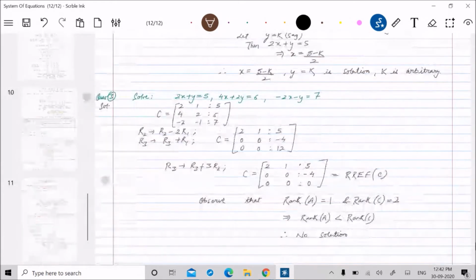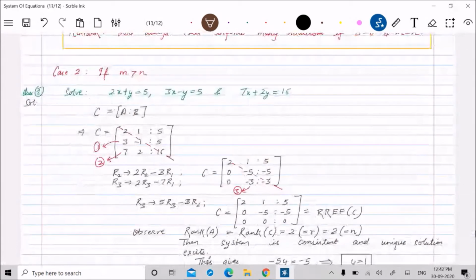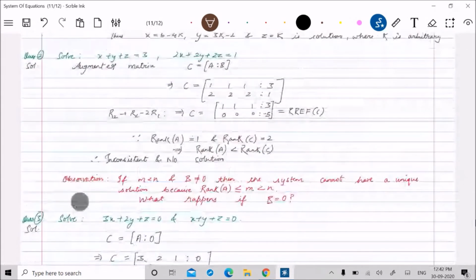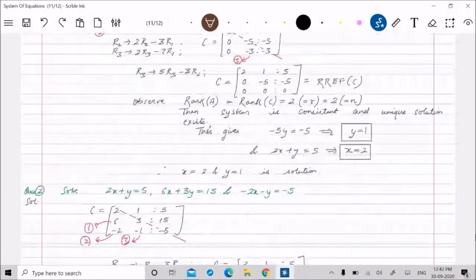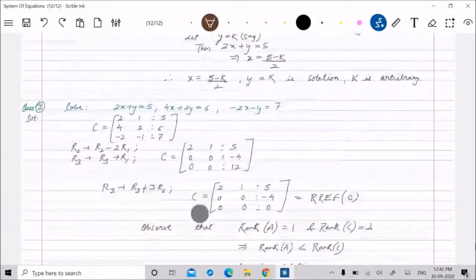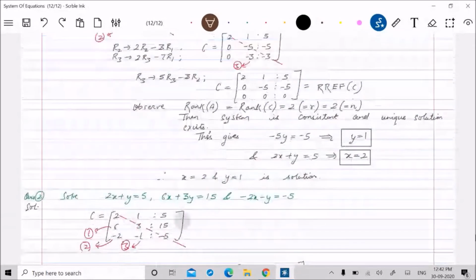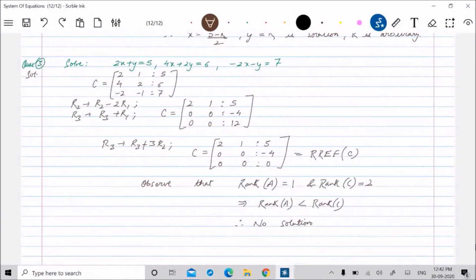And we can't write a remark here, like we made a remark for the case m less than n. You just observe that whenever m was less than n and b was not equal to 0, the system cannot have a unique solution. Such a remark cannot be written here, because we just saw that in these three questions we have no solution, infinite solution, and unique solution. So anything can happen. So there's no remark actually, right?